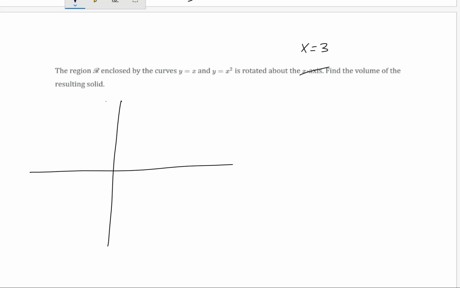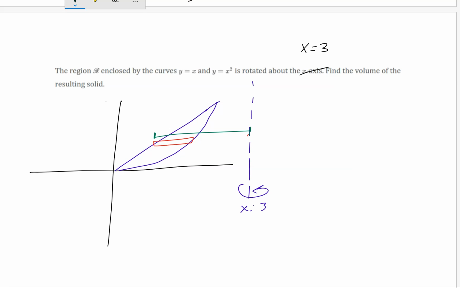So again, the straight line, and then we have this part, right? Now x equals 3 is out here somewhere, and that's what we're spinning that sucker about. So the outer radius is always from the axis to the furthest part of the rectangle away. So here's my rectangle. So my outer radius goes from here all the way over.